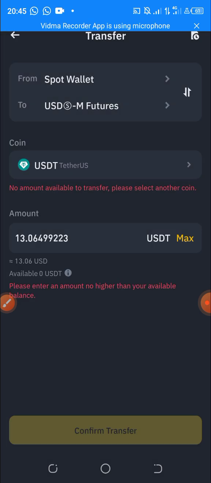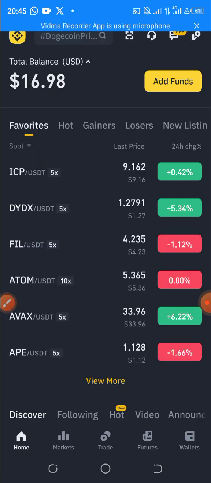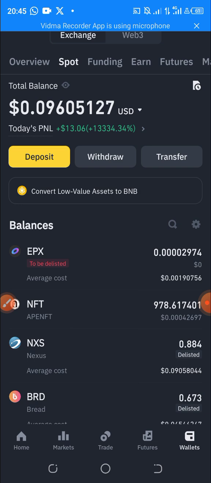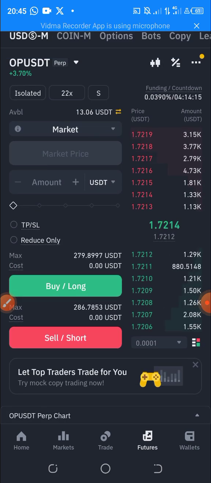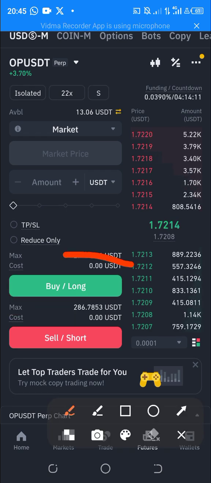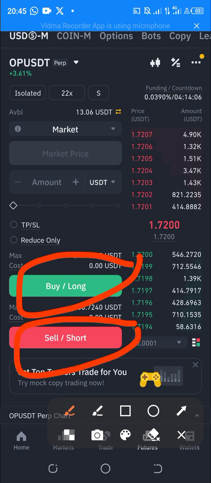I click on OK. So here you can see home, market, trade, futures, wallet. We click on futures because that's what we want to do. So let's go up. Here you can see two things: buy or long, and sell or short.